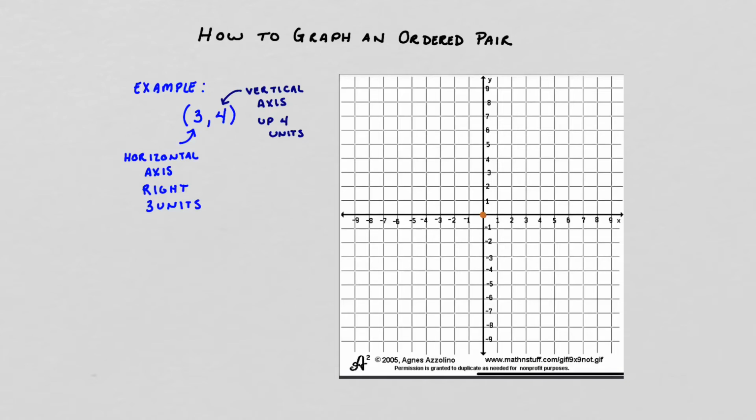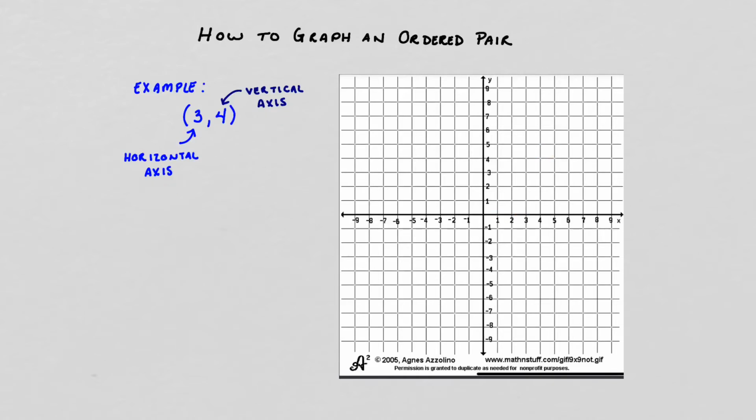So another way of doing this would be starting at the origin. I'm just going to map my steps here. I'm going to go to the right 3 units, and then from this point I'm going to go up 4 units. And as you can see previously, we arrive at the exact same coordinate point.